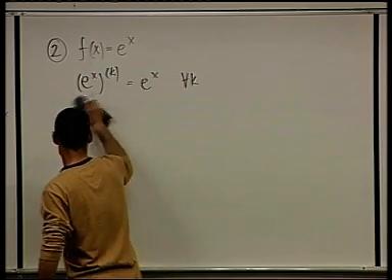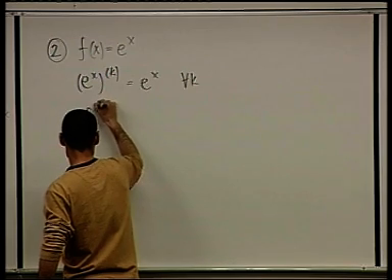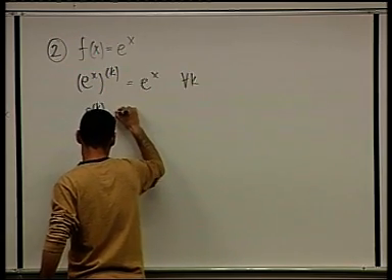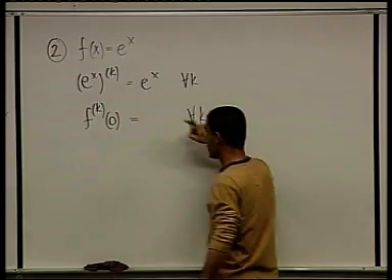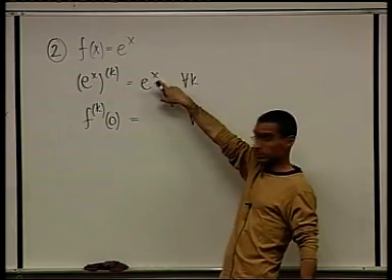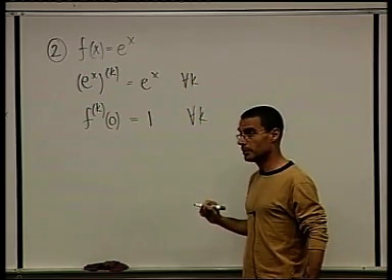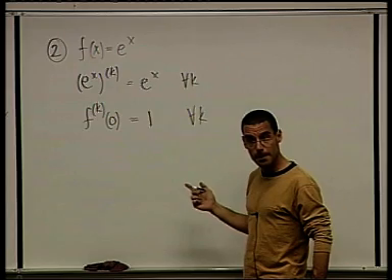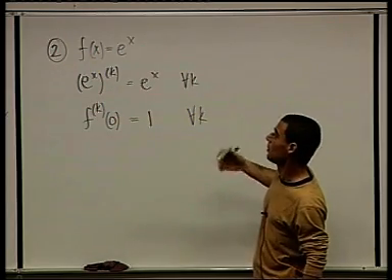Let's call it f, because this is confusing. So what is f, kth derivative, at 0 for all k? It's e to the power 0, so it's 1. Do you agree? So what are the Taylor polynomials?